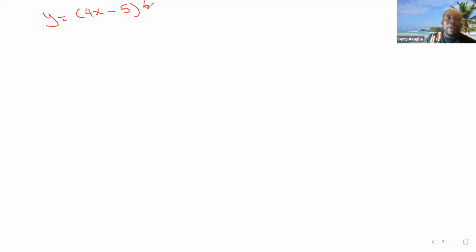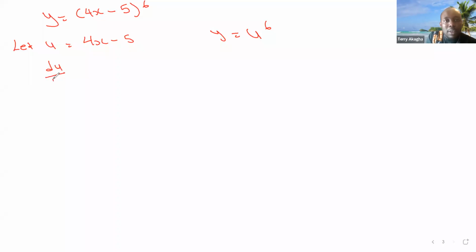Okay, it's a function of a function. So that means 4x minus 5 depends on x, and the function raised to the power 6 depends on 4x minus 5, and 4x minus 5 depends on x. So that means a function of a function. The same principle: I'm going to let u be equal to 4x minus 5. So therefore, y is going to be u raised to the power what? 6. Easy.